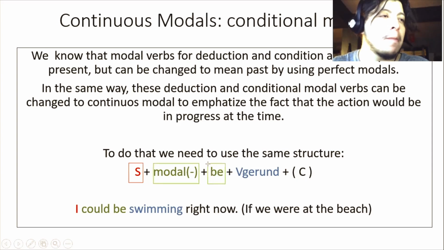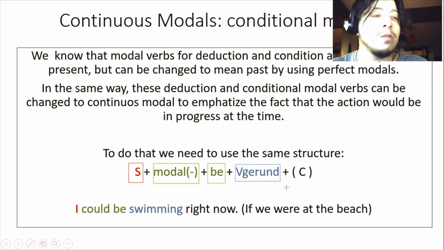It's going to be "be." Remember that after modal verbs, they are always in the base form. So it's always "be." And now the verb is not in participle. Perfect forms use the participle. Continuous forms use the gerund. And then we have an optional complement.